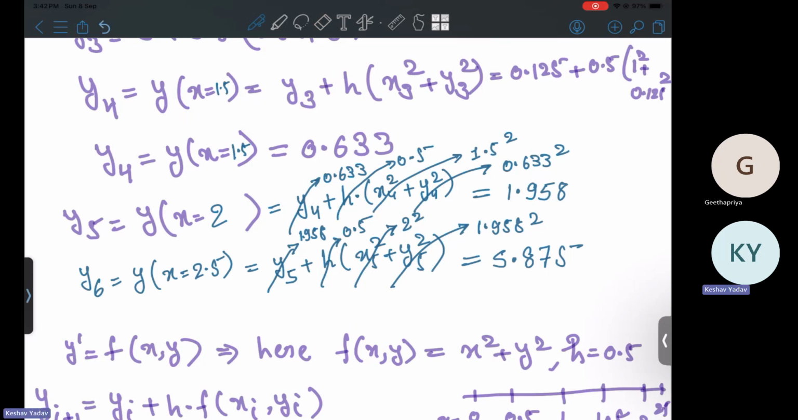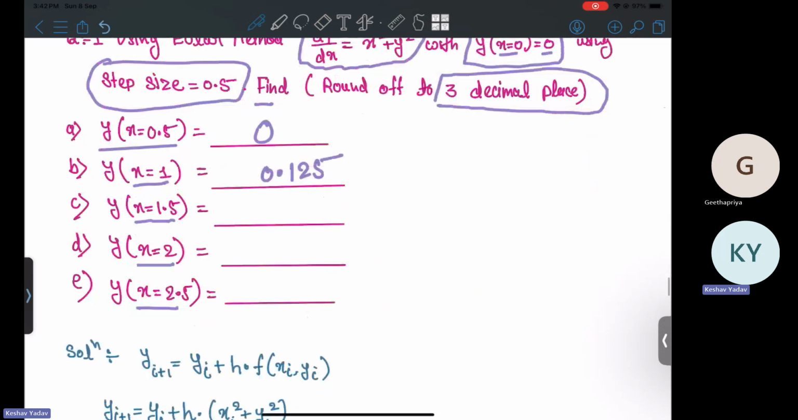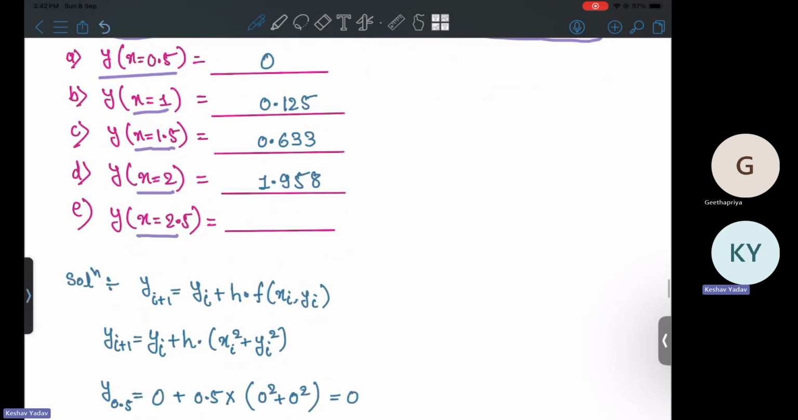Fine, clear. So whatever values we have found, I just want to write down here. The first value was 0. Second was 0.125. Third one was 0.633. Then 1.958. Then the last one was 5.875. Okay, so this is the answer.